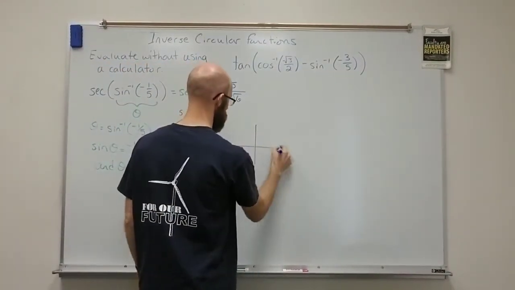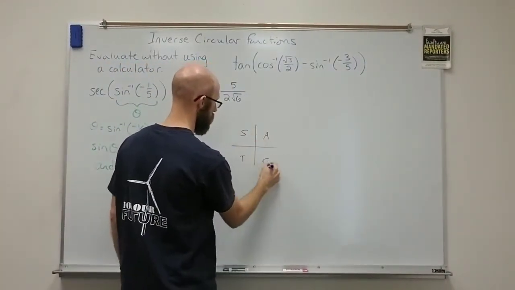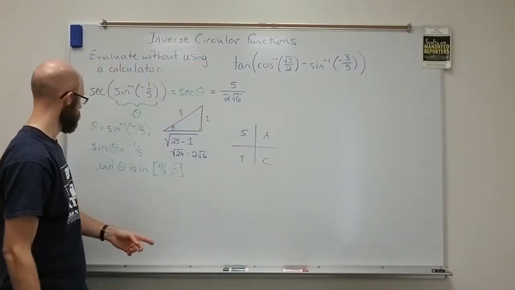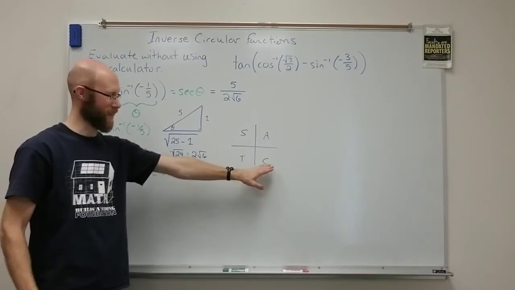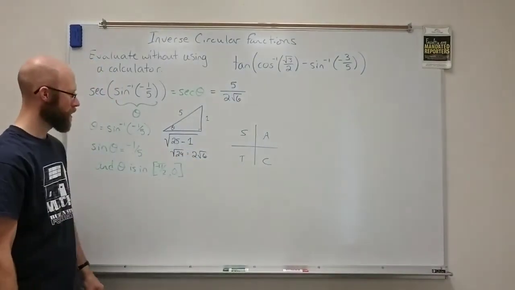Just a refresher here. Oh, I'm sorry. Did I say negative? I meant positive. The cosine is positive in the fourth quadrant. I don't know what I was thinking there.